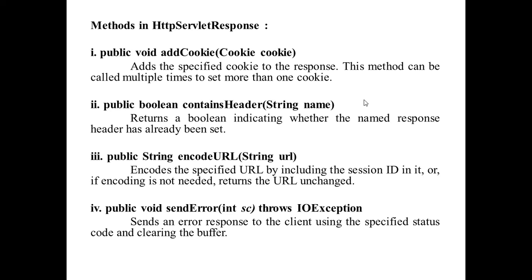Third method is public String encodeURL having parameter String url. This method is used to encode a specified URL. So it encodes the specified URL by including the session ID, or if encoding is not needed, then it returns the URL unchanged. Fourth method is public void sendError having parameter int sc. This method sends an error response to the client using the specified status code and clearing the buffer.